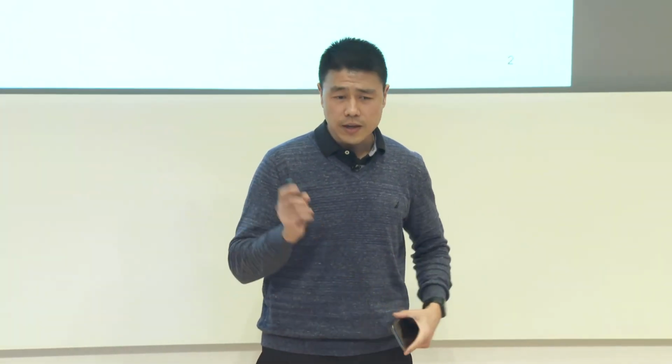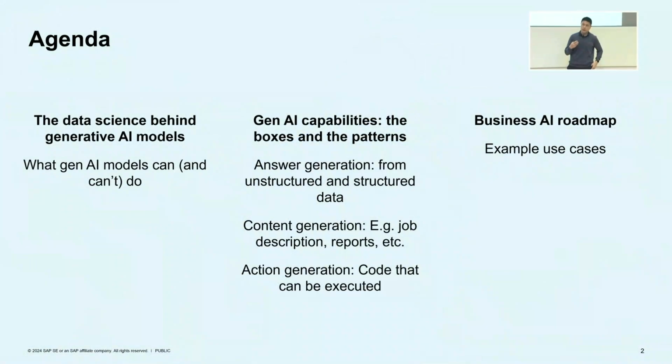So today, the first part is really just the data science behind generative AI models. Because as enterprise architects, a lot of words I hear are boxes and patterns. And I think you just want to put LLMs into a box. Okay, so what is that box? What goes on in that box? I'll try to peel back the covers and look underneath the box to get an idea of what these LLMs are. What do they actually do? Then you can have an idea of what they can do and what they cannot do.